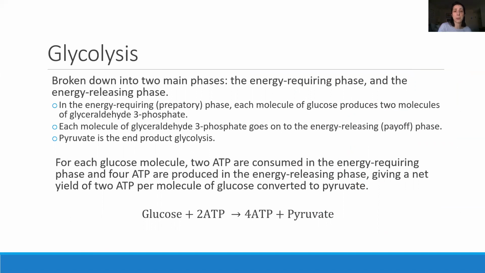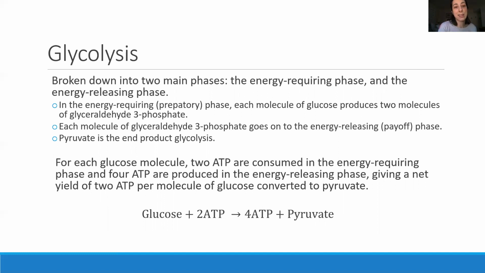So let's talk about the pathway itself. We're going to get into the nitty gritty of glycolysis. We're going to go through it step by step, looking at each individual step and what is happening. So I want you guys to understand in a stepwise manner what's going on, but also as a whole, what the pathway is accomplishing. Glycolysis is said to be broken down into two phases.